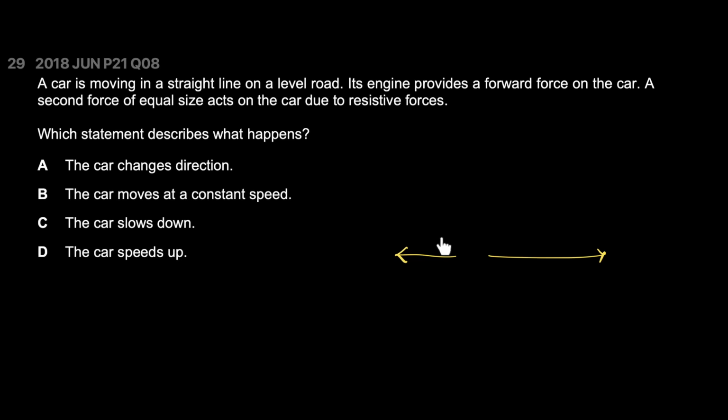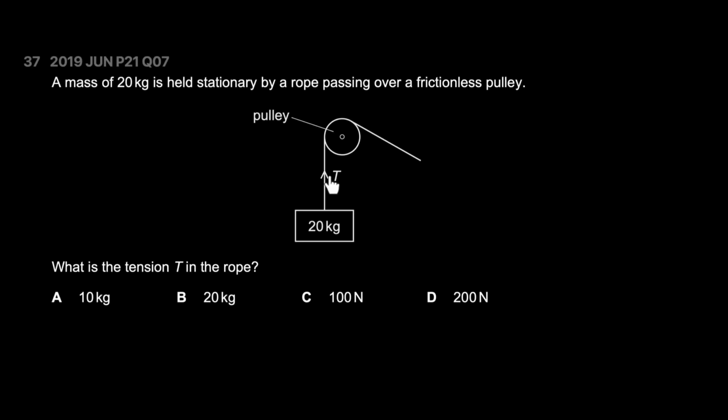It's at constant speed because the two forces are equal. So there's no net acceleration, there's no resultant force. So yeah, this is correct. Car slows down, nope, they're equal. Car speeds up, nope, they're equal. Car changes direction, nope. B is our answer.